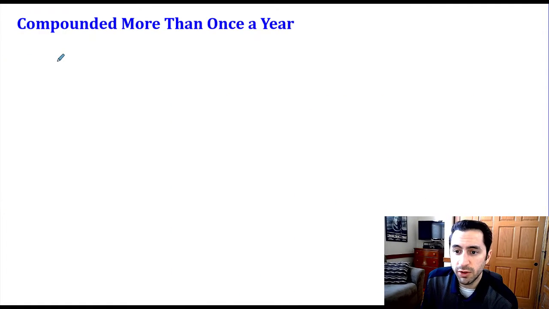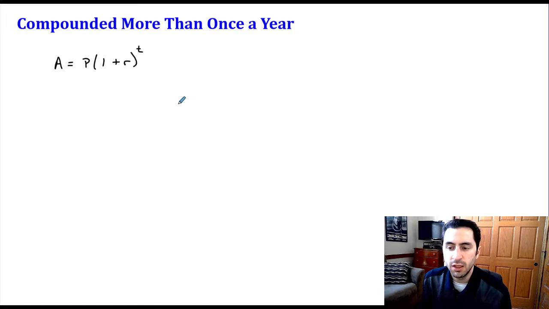If you remember the formula for compound interest, the future value is equal to the initial investment, the principal, times 1 plus the rate, and then this is raised to the t power. That's for when our interest is compounded once per year, meaning the interest is calculated one time a year. So now I want to adjust this for when our interest is calculated more than one time a year.